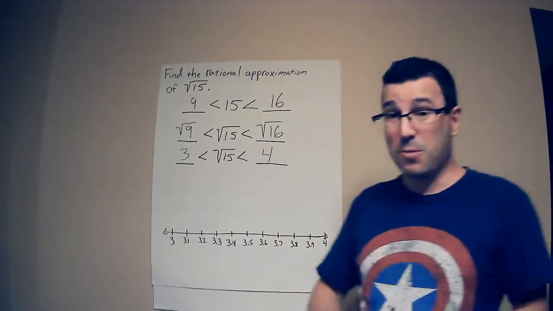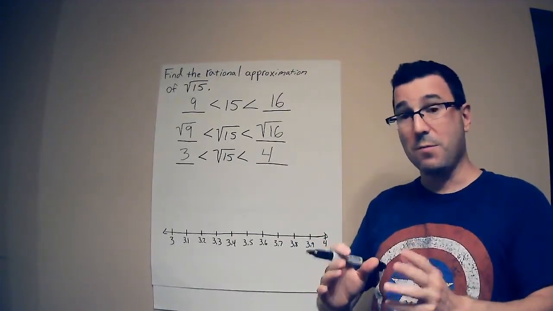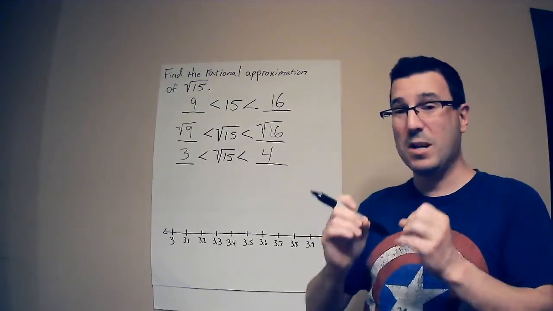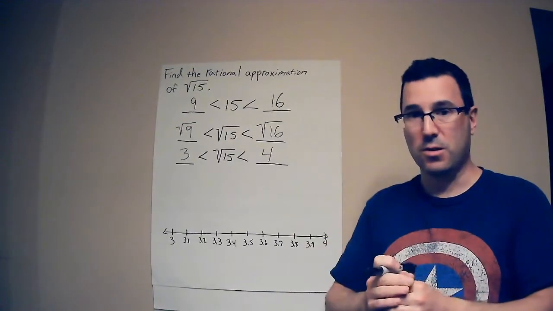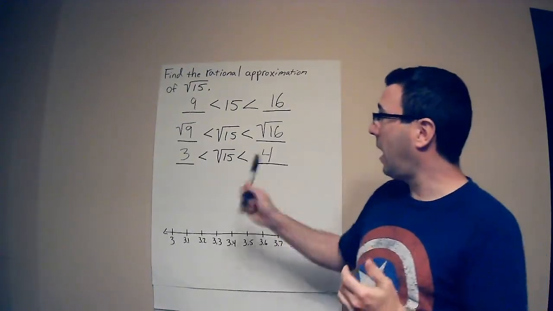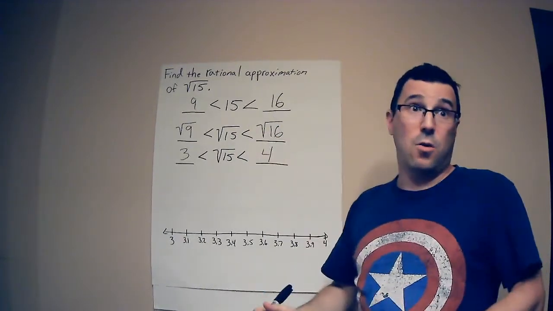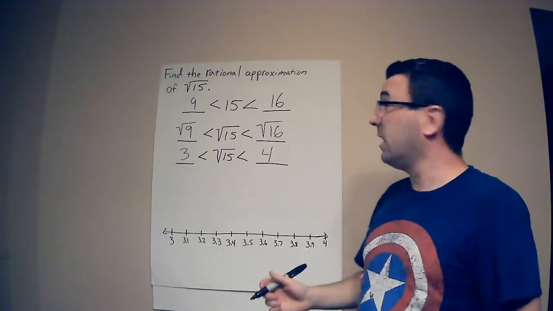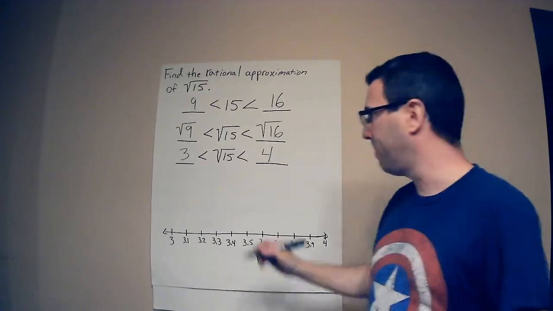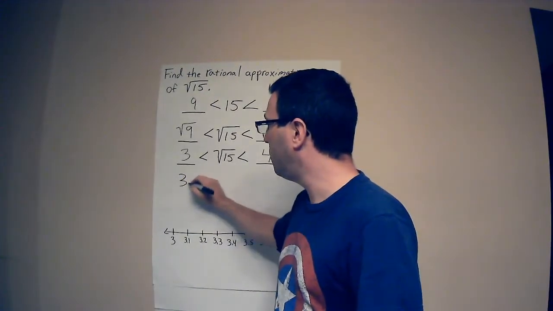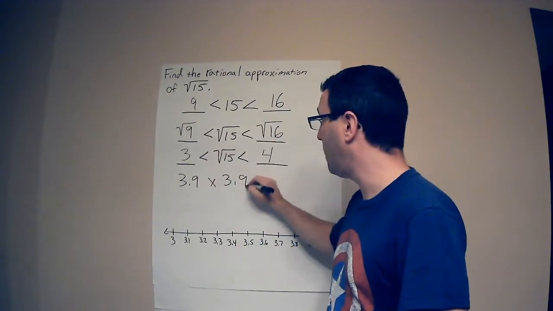But the next thing I want to do is see, well, we want a rational approximation. So we want to get it closer. We want to get a decimal to be like, well, this is where it's close to. So I look and I see that 15 is closer to 16. And it's really close. So I'm going to go, it's got to be maybe 3.9. Okay, so I'll do 3.9 times 3.9.